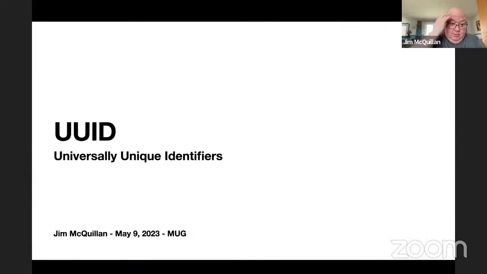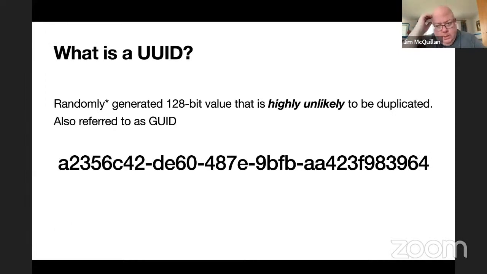As Craig said, universally unique identifiers. That's what I'm talking about tonight. What is a UUID? Randomly generated 128-bit value that is highly unlikely to be duplicated. Also sometimes called a GUID. I say randomly because there are some cases where it's not, so you'll get the little star next to randomly. And highly unlikely means that when you are doing random UUIDs, they are very, very, very likely to be unique throughout the universe. And I'll get into that in just a second.